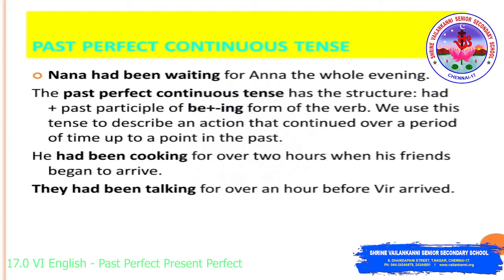Now let's look at past perfect continuous tense. The past perfect continuous tense has the structure had plus been plus the ing form of the verb. We use this tense to describe an action that continued over a period of time up to a point in the past. Nana had been waiting for Anna the whole evening, but now she's not waiting there. She was waiting for the whole evening.